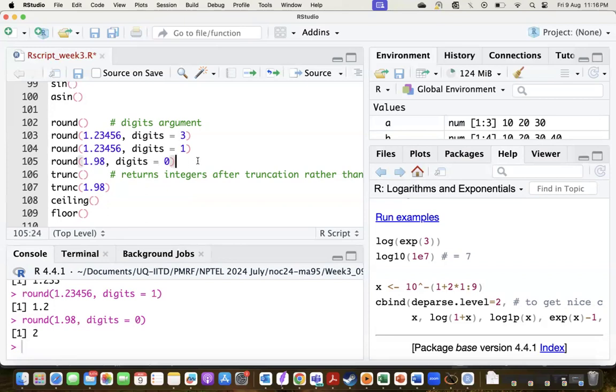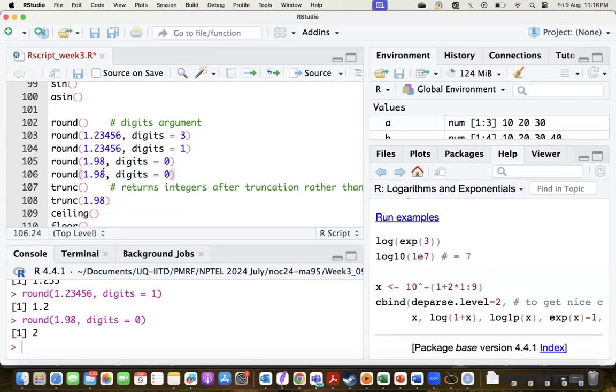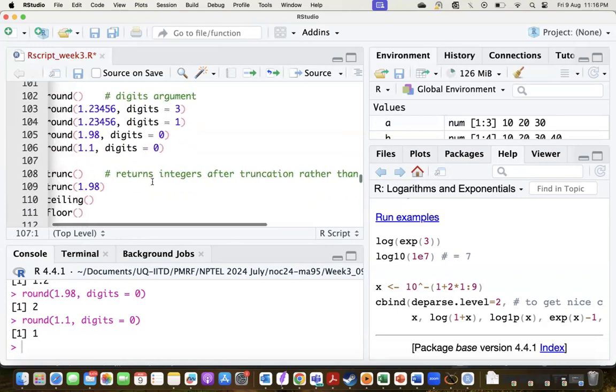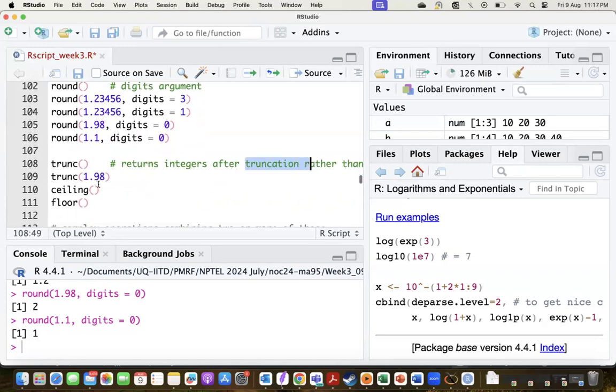Had it been 1.1, then it would have rounded off to 1, right? Because that's the nearest integer. So that's rounding off. You're not truncating, you're not cutting the values, right? So you're not estimating anything, you're truncating something. So if it's 1.98, for example, it's just going to give me 1. It's going to cut off the decimal place. Truncation basically means cutting down or stopping somewhere in between.